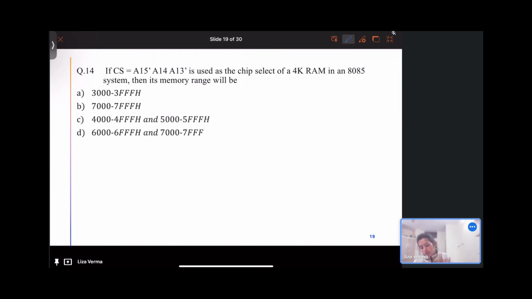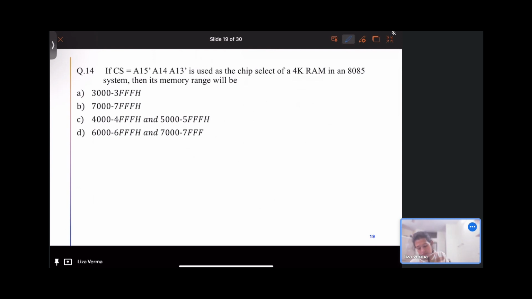Now, this is the memory kind of question, selecting what range of memory the RAM would have. The question reads as, if chip select A15 prime, A14, A13 prime is used as chip select of 4K RAM in an 8085 system, then what will be the memory range of the system? So, first of all, we need to remind ourselves how many address lines there are in 8085.